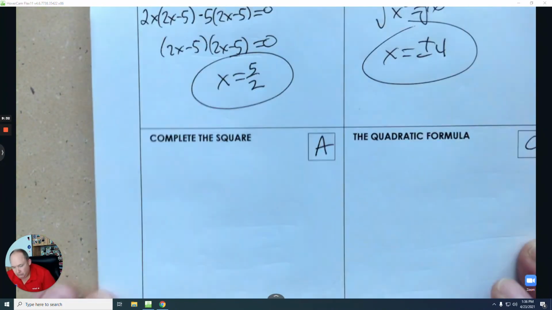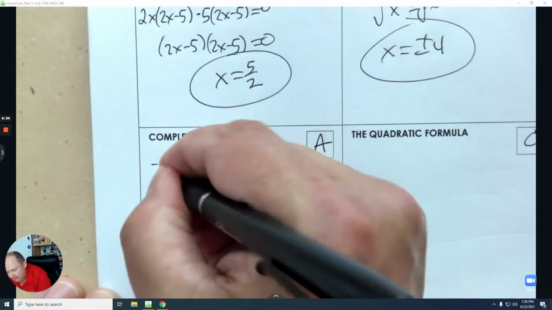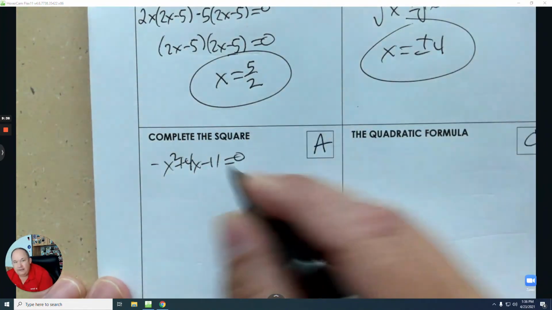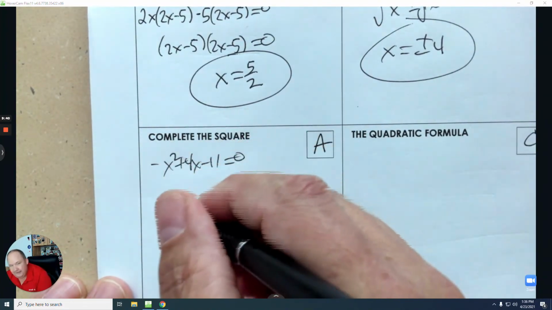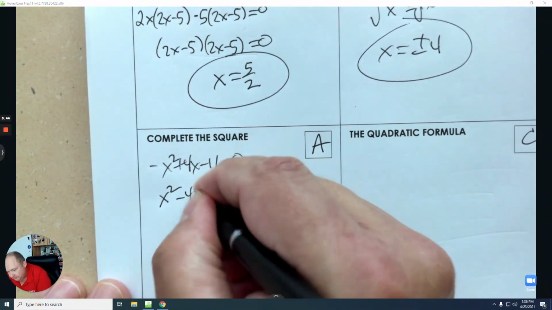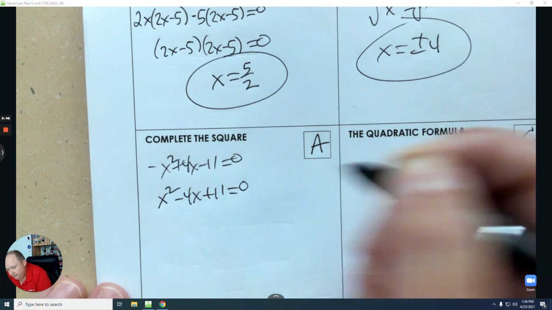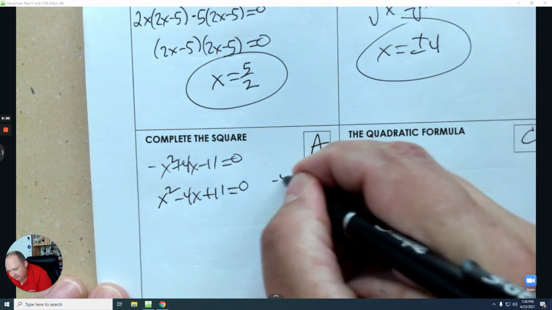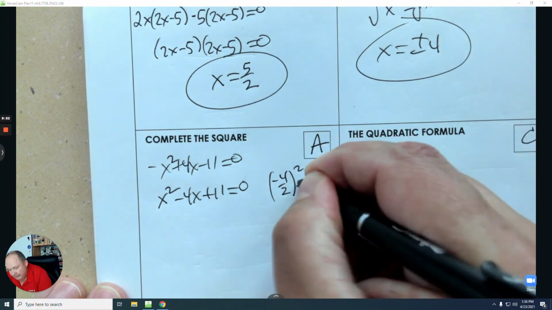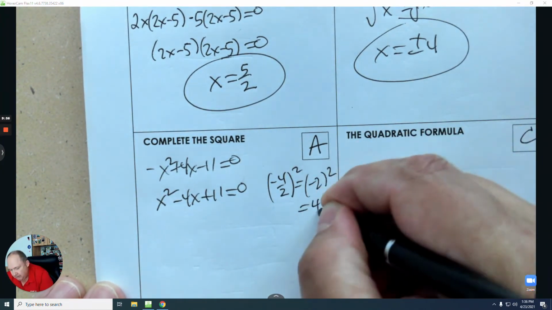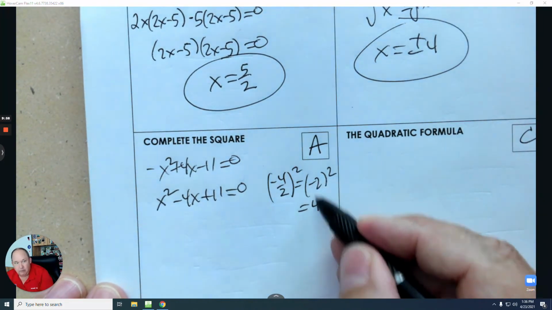To complete the square, we're going to take equation A. A needs to be positive 1. So we're going to divide everything by negative 1. And then the B value is negative 4. So we're going to take negative 4, divide by 2, and square it. So that's negative 2 squared or positive 4. We're going to use both numbers.